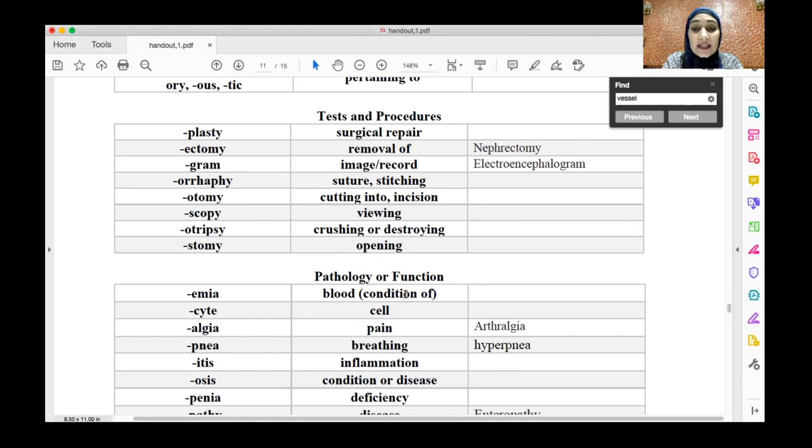Otomy means cutting into or incision. Scopy means viewing. Tripsy means crushing or destroying. Stomy means opening.